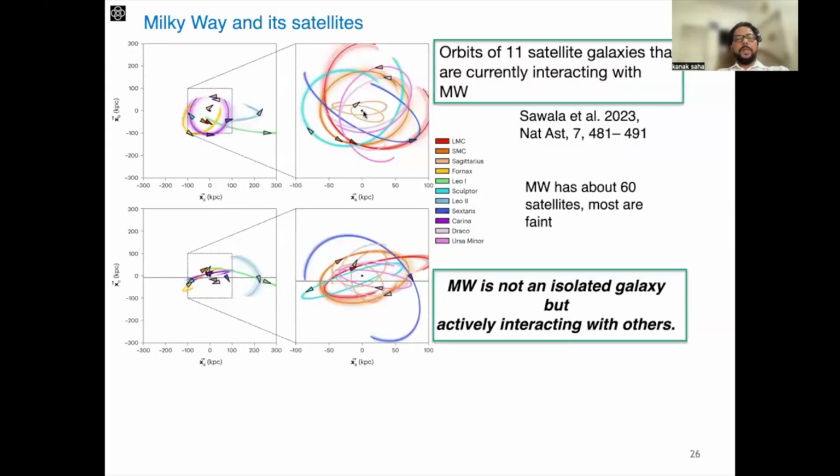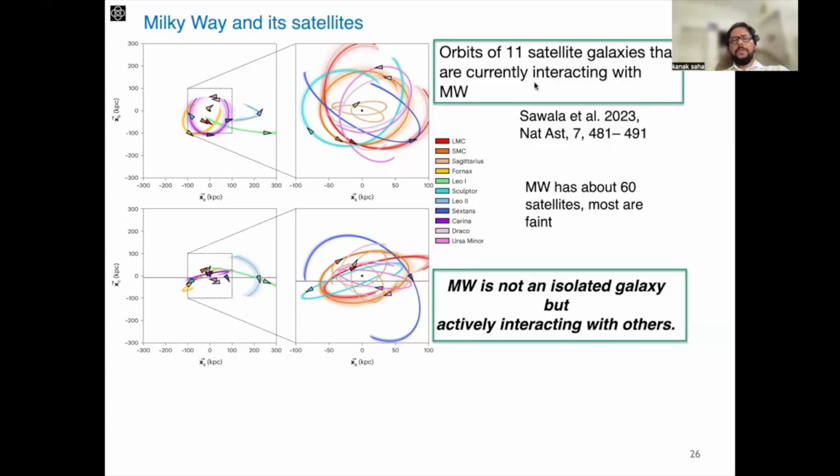This is where one can see the orbits of the satellites. There are many: LMC, SMC, Sagittarius, Fornax, Leo 1. The orbits of 11 satellites that are currently interacting with the Milky Way are shown in these plots here. These are useful because we know when and how the paths of these satellites went. We can do a backward integration and find out where the satellites came from, probably.